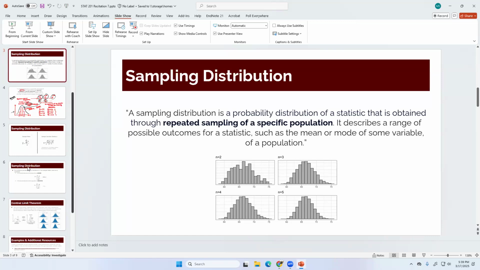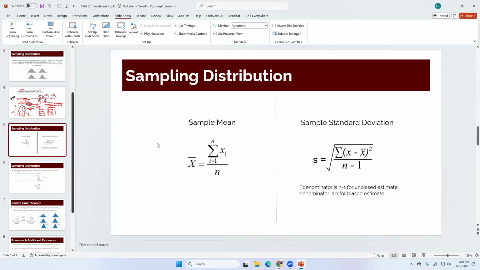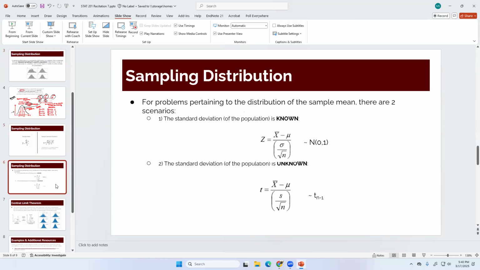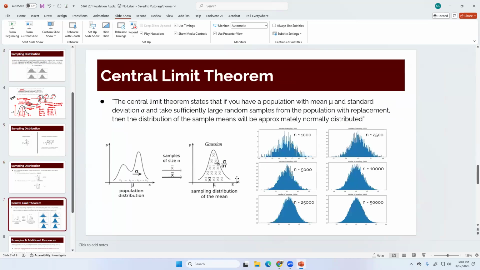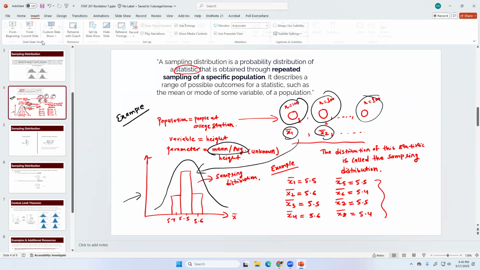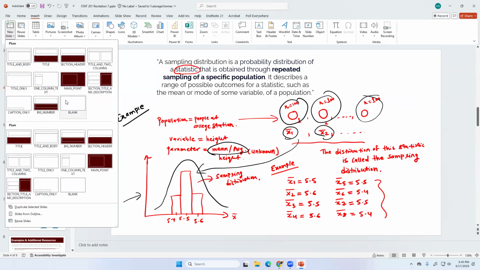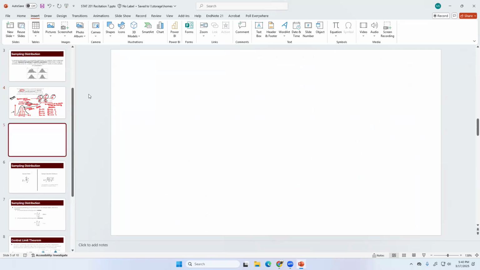So that is one thing you have to know, okay? Now let me talk about what the central limit theorem says. So that is what the central limit theorem says, okay? As n increases, your sampling distribution goes to a normal distribution.